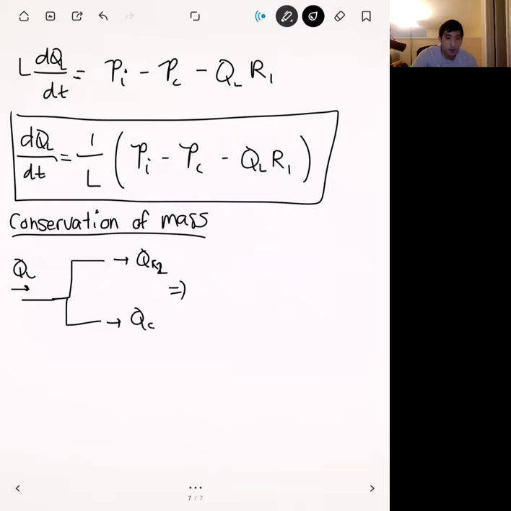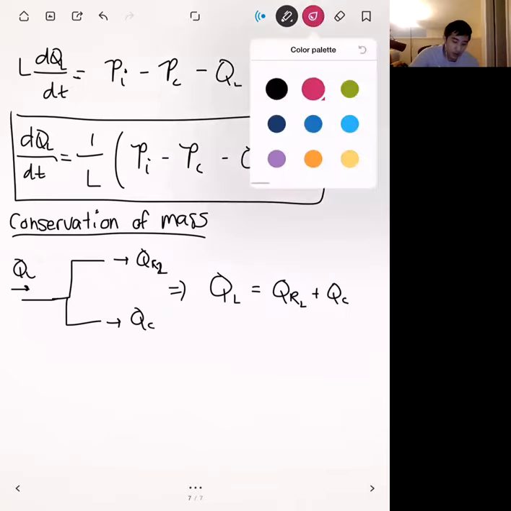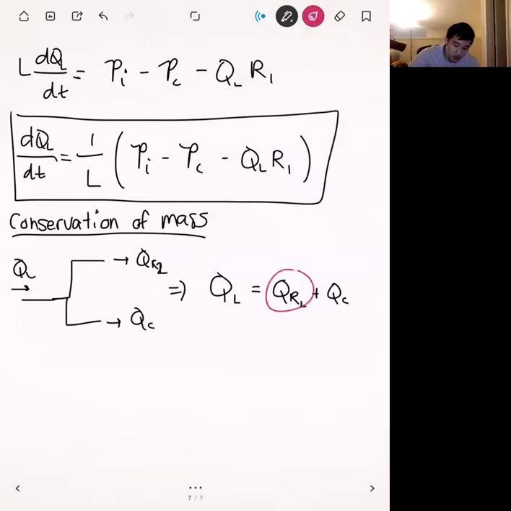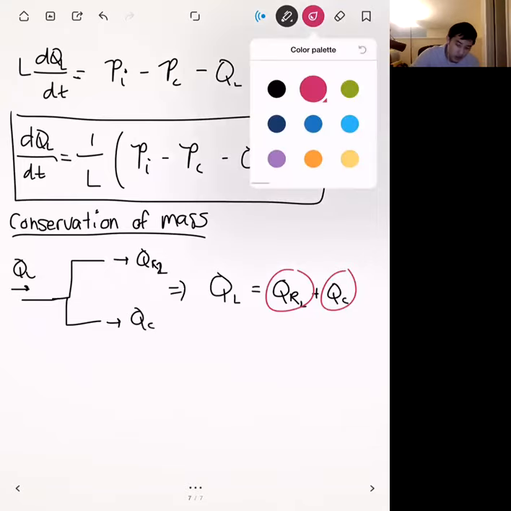By conservation of mass, all the flow in has to equal all the flow out. So the flow coming in is QL, and this is equal to QR2 plus QC. To complete this expression, we're going to replace QR2 and QC with their appropriate lumped parameter model equations.